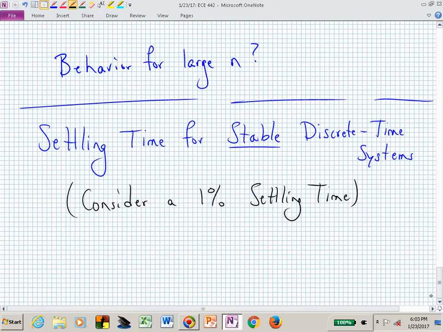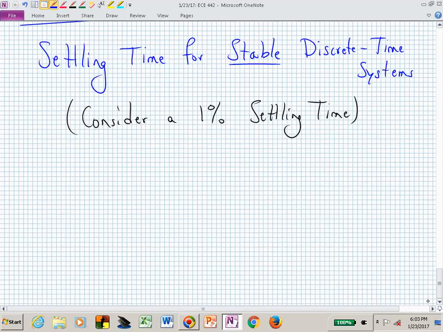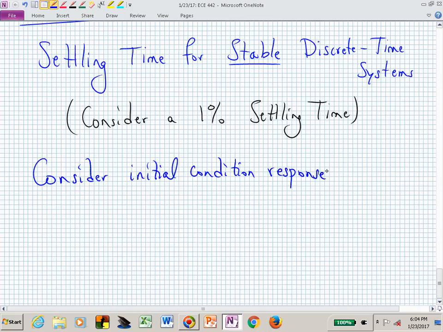All right, so now let's consider our initial condition response, again, for stable systems. All of our roots are inside the unit circle. Let's consider the initial condition response. Here, we want our input to equal 0, and we want our initial condition, let's say y of 0, to be something non-zero. I may just call it y of 0.